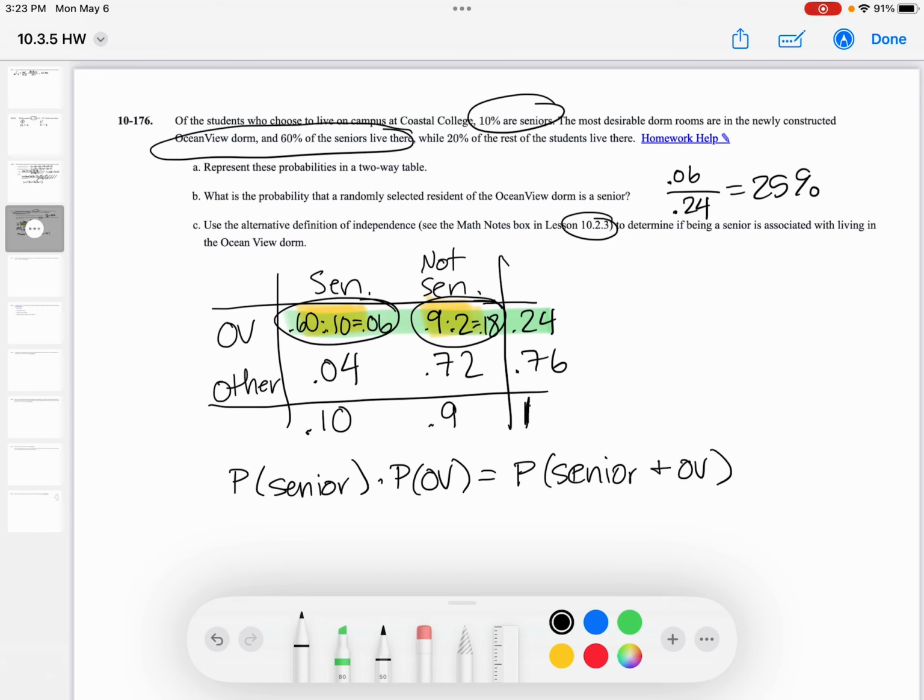What's the probability of being a senior? 0.10. It's that number right there. The probability of living in Ocean View is 0.24. That number right there. What's the probability of being a senior and living in Ocean View? That right there, 0.06. Are they equal? No. This is 0.024. That is not equal to 0.06. They are associated because they are not independent.